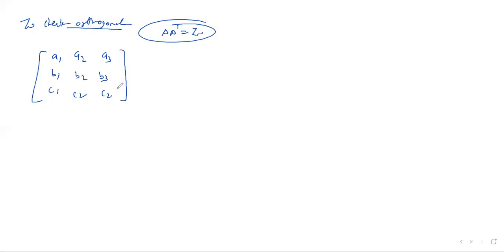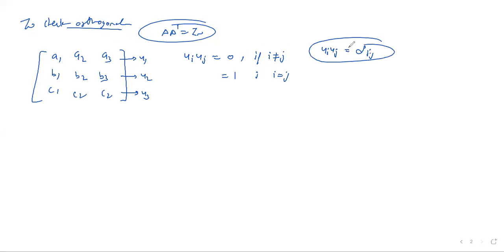Okay, and let's just consider that this is my u1 vector, this is my u2 vector, and this is my u3 vector. Then ui dot uj is equal to 0 whenever i is not equal to j, and that will be equal to 1 if i is equal to j, where ui dot uj is equal to delta ij, which is said to be the Kronecker delta.